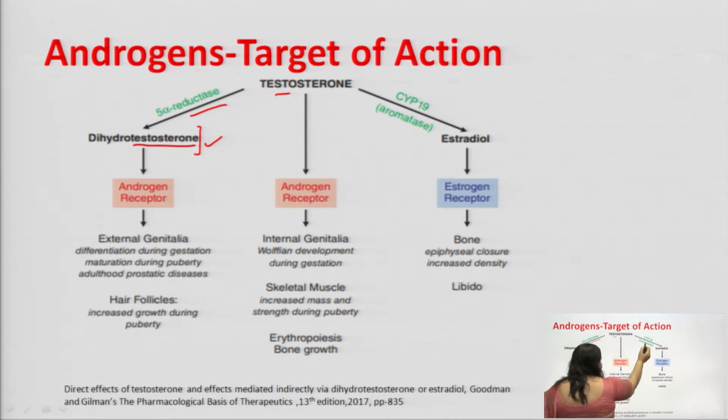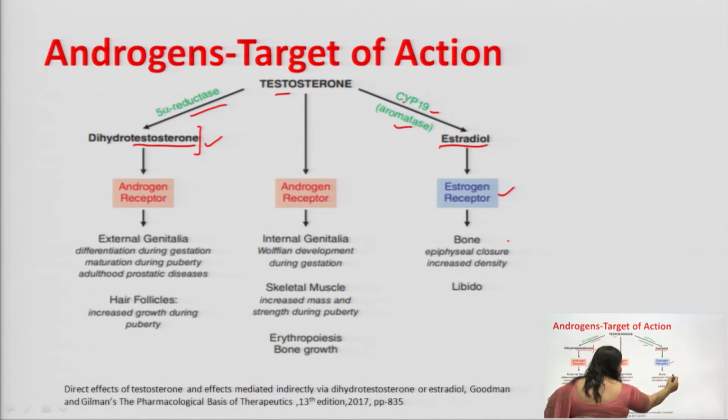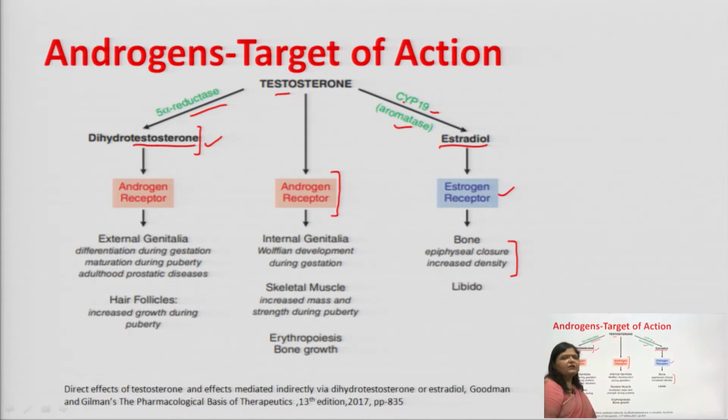Testosterone, by the enzyme aromatase, or cytochrome P450 aromatase, is also converted into estradiol, which acts on the estrogen receptor and is responsible for certain actions. Testosterone also acts directly on the androgen receptors and produces certain actions. Dihydrotestosterone also acts on the androgen receptor and produces actions.